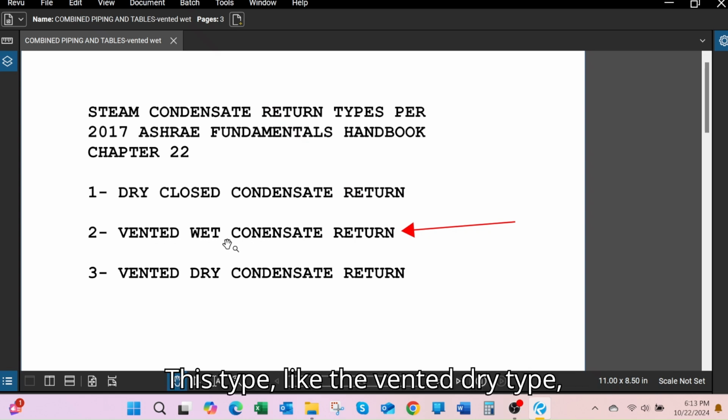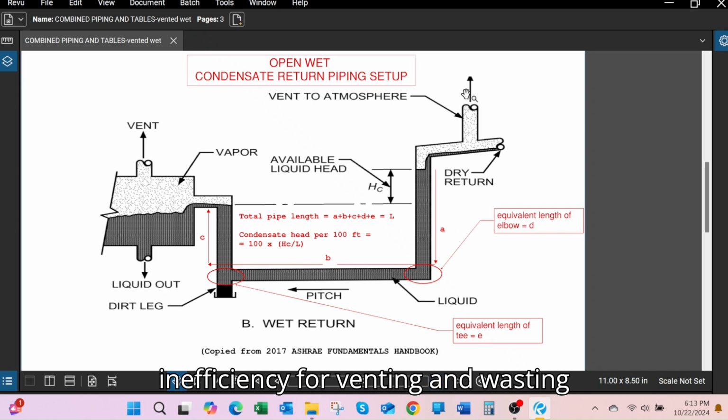This type, like the vented dry type, is less common, due to its energy inefficiency for venting and wasting flash steam. In a vented wet type, the condensate enters a vented pipe that is slightly above atmospheric pressure. The generated flash steam, due to reduced liquid pressure inside the pipe, is vented outside. The liquid condensate at close to boiling temperature fills the pipe and flows to the condensate collection tank.